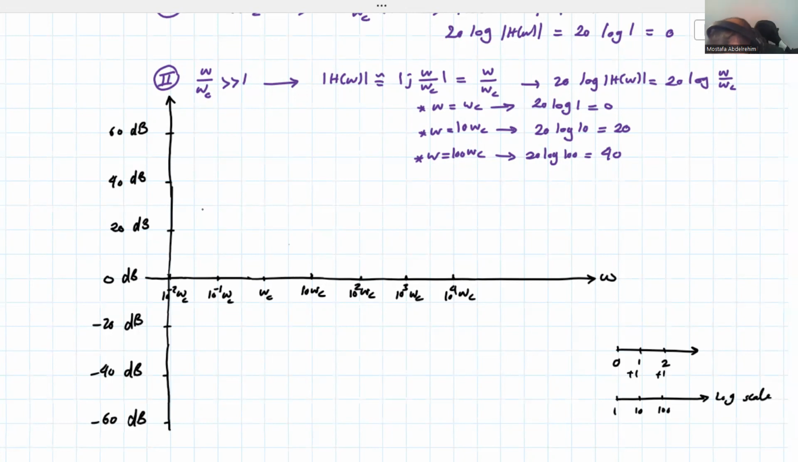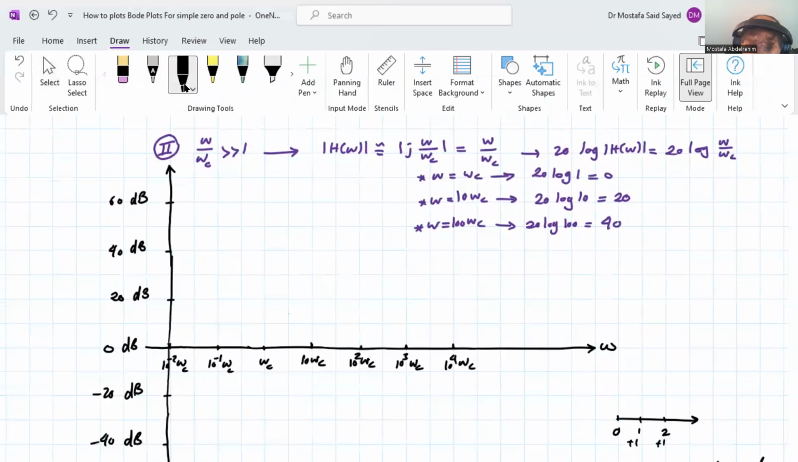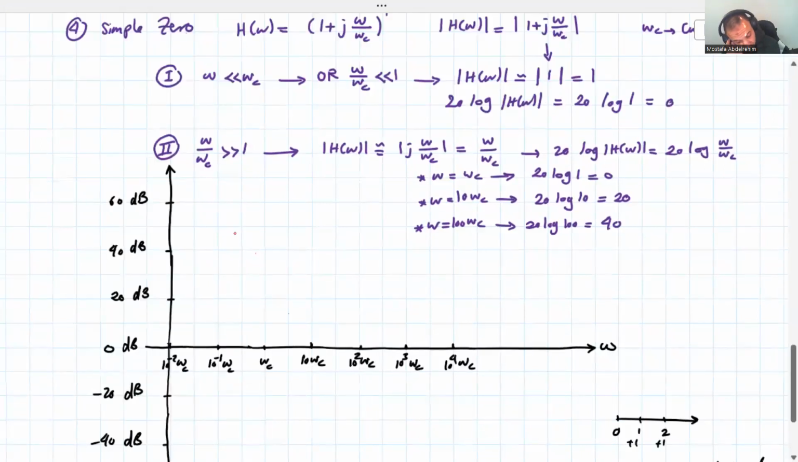Okay. So we know we have two cases. Let's now draw with another color. When omega is much less than omega c, we know that 20 log of the magnitude of H of omega is 0. So we're going to put zeros. Actually, we're going to put 0 until omega c. Okay, that's an approximation, by the way. We should only put 0 when omega is much less than omega c, but we're going to continue with the zeros until omega c.